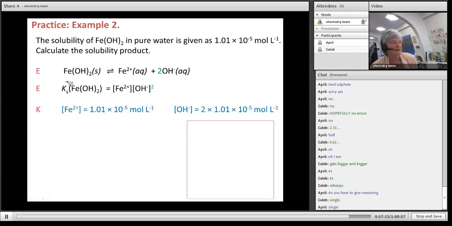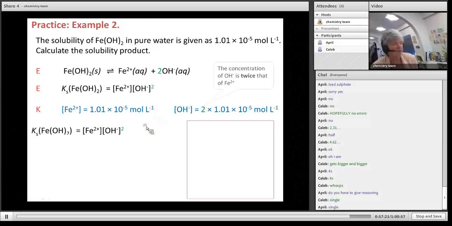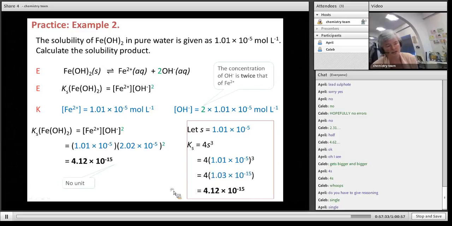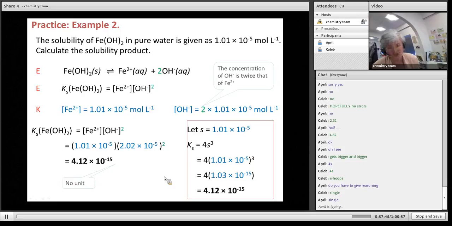So for 1 iron hydroxide, you've got 1 iron but 2 hydroxides. So you've got to multiply that by 2, and then you've got to square it, remember. So that's a long way. Or you could go 4s cubed: cube the given value, the solubility, multiply by 4, and you get the same answer. You're guaranteed to get one simple thing like this, one single source question. I've never seen an exam paper without it, because that's what they give for the achieve level. You've got to get this right to achieve.